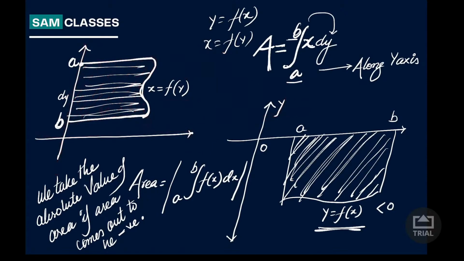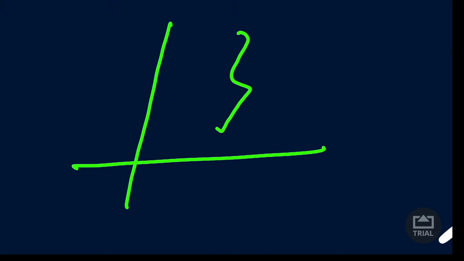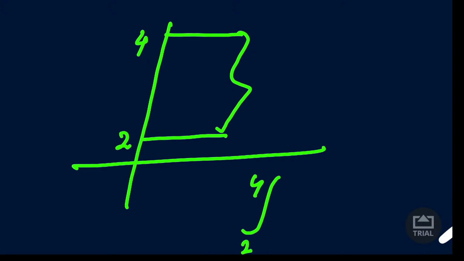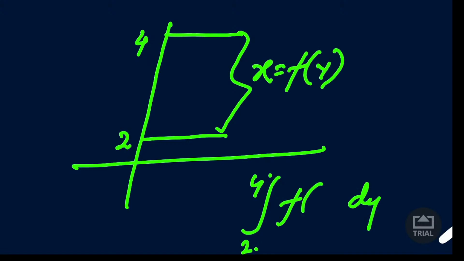For the y-axis, students, what I have done is very simple. This was my graph. If I integrate along x, it will be very difficult. So I integrated along y, from 2 to 4. So the integral from 2 to 4. These limits are of y, so write dy. What is my function? x is equal to f(y). The function is in terms of y. So f(y) dy. Clear everyone? Yes or no, fast in the chat section.